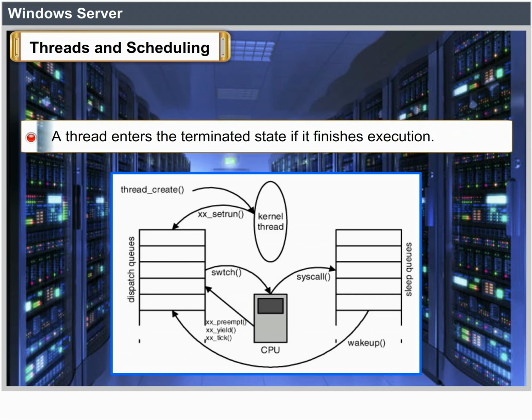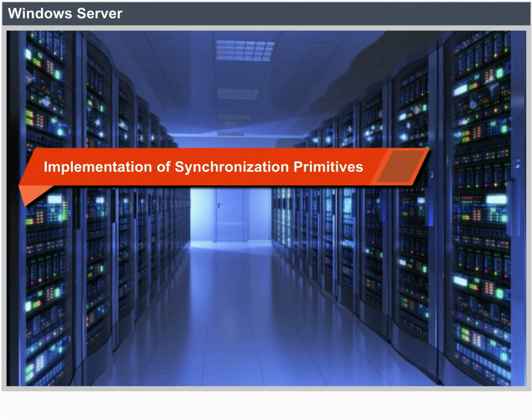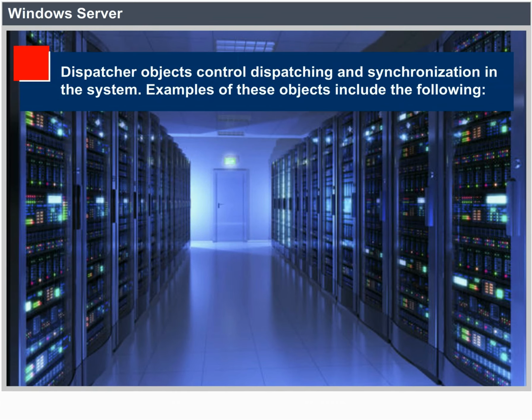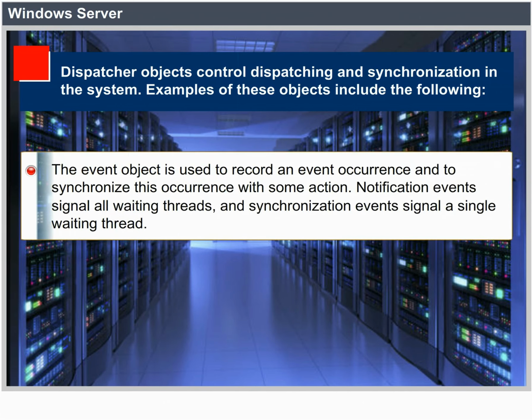Implementation of synchronization primitives. Key operating system data structures are managed as objects using common facilities for location, reference counting, and security. Dispatcher objects control dispatching and synchronization in the system. Examples of these objects include the following. The event object is used to record an event occurrence and to synchronize this occurrence with some action. Notification events signal all waiting threads, and synchronization events signal a single waiting thread.